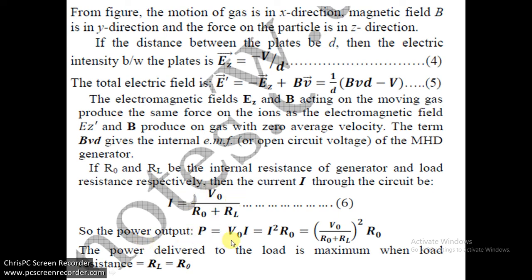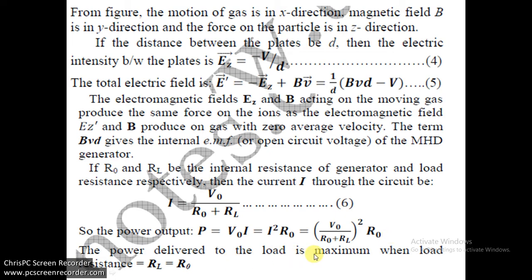So the power output can be written as V equal to V naught times I. Here it can be written as I square R like this. So in place of I we can put V naught upon R out, like this.